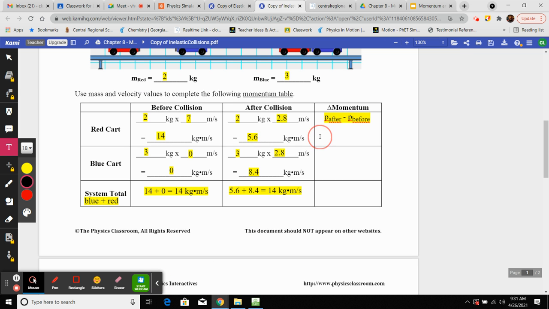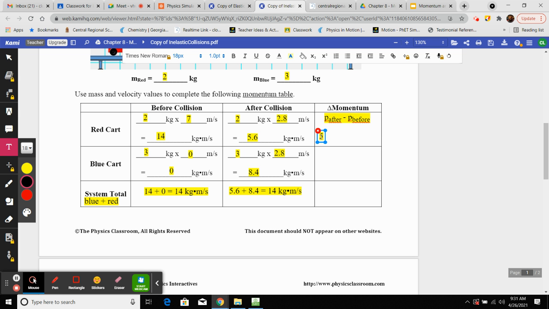So what was the momentum of the red car after? It was 5.6, yay? What was it beforehand? 14. So how much momentum did this thing lose? It lost 8.4 kilogram meters per second. Where over here, after the collision, the blue car has 8.4 kilogram meters per second, when before it had 0. So the red car lost 8.4, but the blue car gained 8.4.